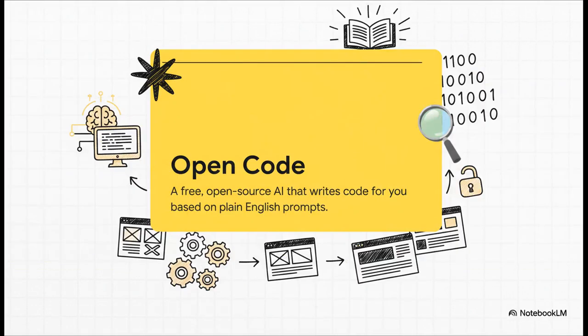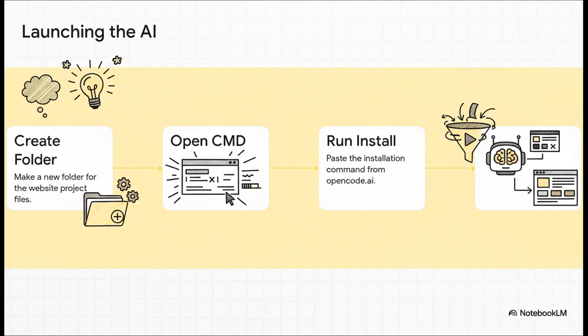And this is the star of the show, OpenCode. It's a free, open-source AI that basically works like a programmer for hire that lives in your computer. You just tell it what you want in plain English, and it spits out the code. This is a tool that's going to do all the heavy lifting for us. Getting OpenCode up and running is surprisingly simple. You just make a new folder for your project, pop open a command prompt right there, and paste in one little install command from their website. After that, you just type OpenCode, and poof, the AI is ready to go.